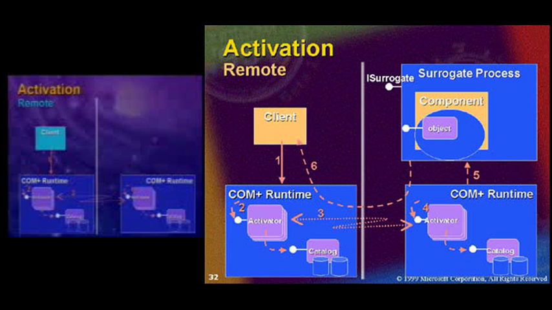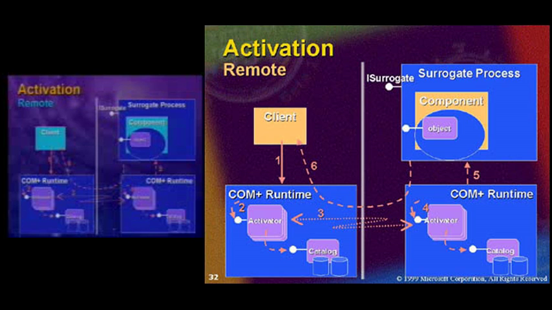And they'll look at the catalog on that remote machine. The surrogate process will be created. The context will be created in that process. The component will be loaded. The object will be created. And the interface pointer will be returned. Notice that this really combines what we had in COM and what we have in MTS today.